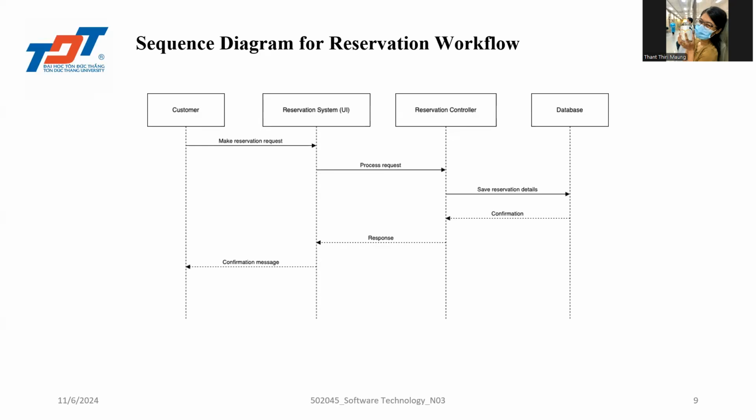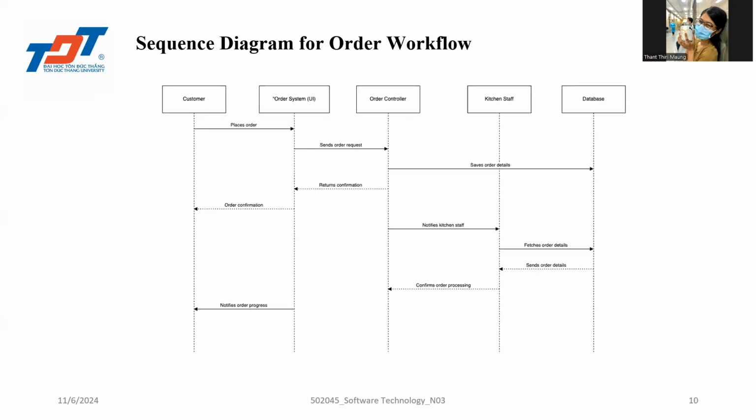For the reservation sequence diagram, we will use the reservation controller, because we are using the MVC. So the customer makes the reservation request, and then the reservation request is processed with the database, and the database gets back the response, and then the response goes back to the customer. This is how the reservation is made. And then this sequence diagram shows the order workflow.